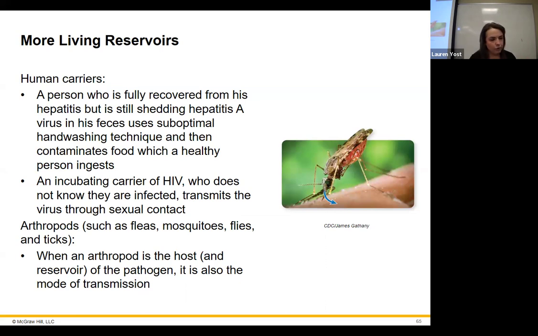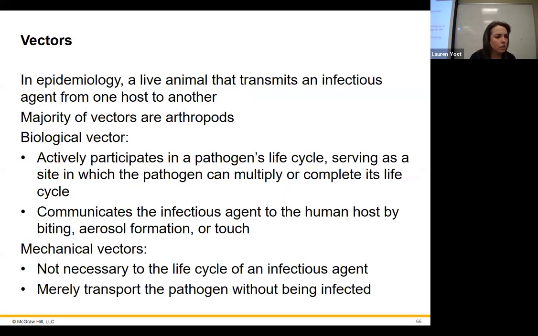this is going to be mosquitoes, fleas, flies, ticks. They drink your blood and they can pass it on to something else. We have biological vectors versus mechanical vectors. Biological vectors actually are in some way involved in the life cycle of the organism. Like we're talking about malaria, we're talking about West Nile virus or something like that. If it had to go through, like it's actually in the organism and needs that in order to be transmitted.